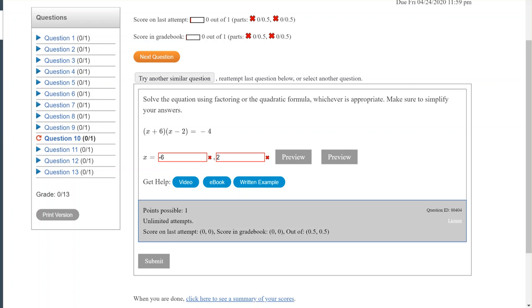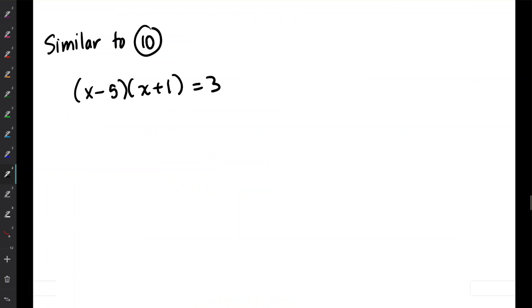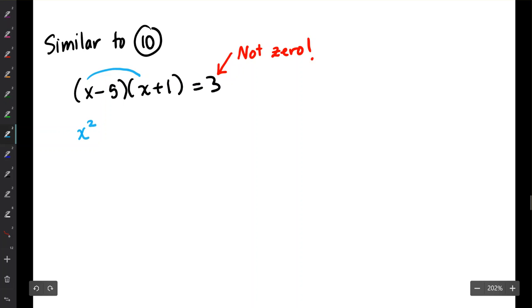So I don't want to do this exact one, but I want to do a similar one. All right, so this is similar to problem 10. It would be a mistake to say, oh, x is 5 and x is -1. Why? Because this is not 0. Right, so first I'm going to go ahead and multiply everything out. X times x is x squared. X times 1 is 1x. -5 times x is -5x. And -5 times 1 is -5.